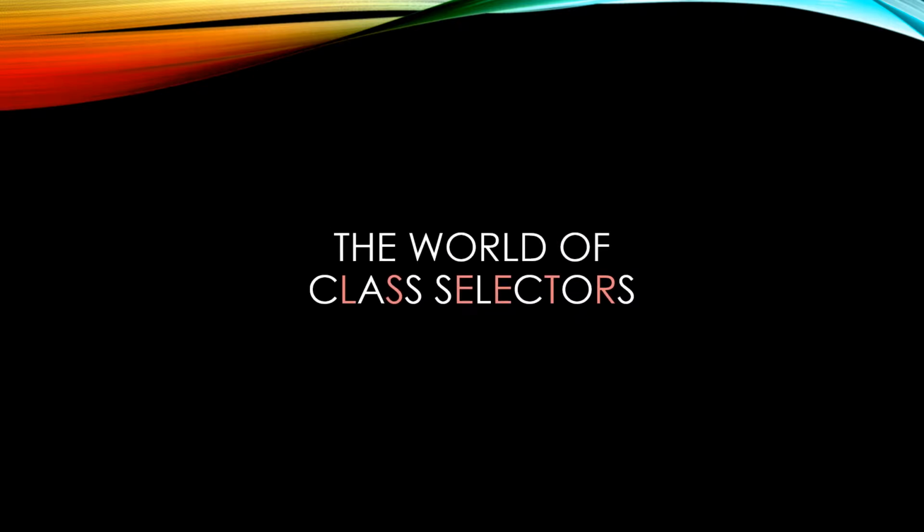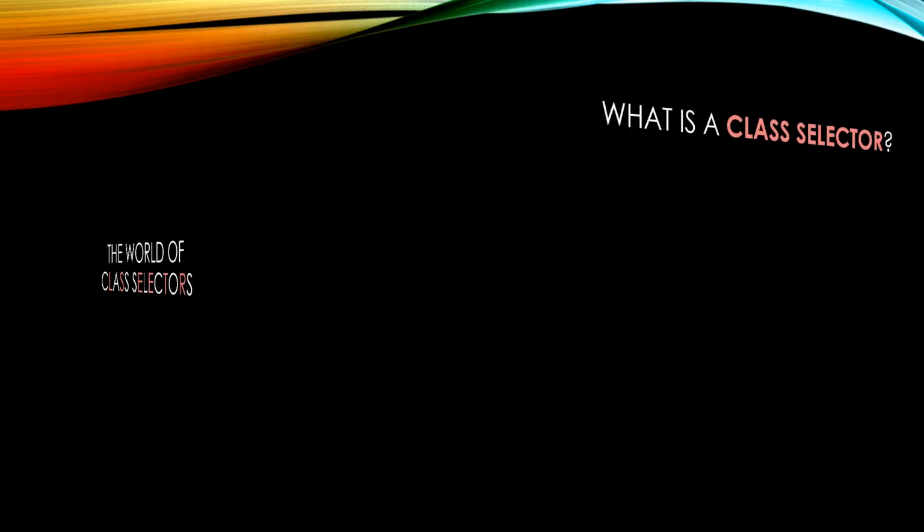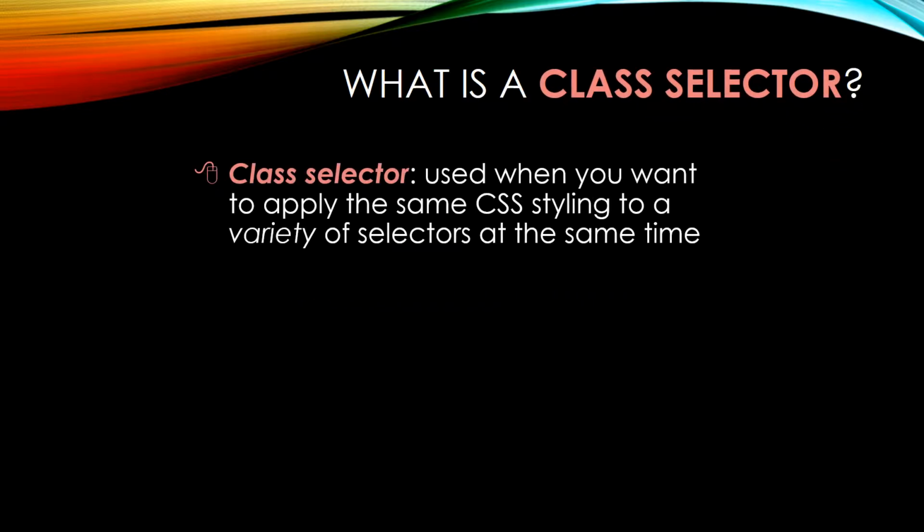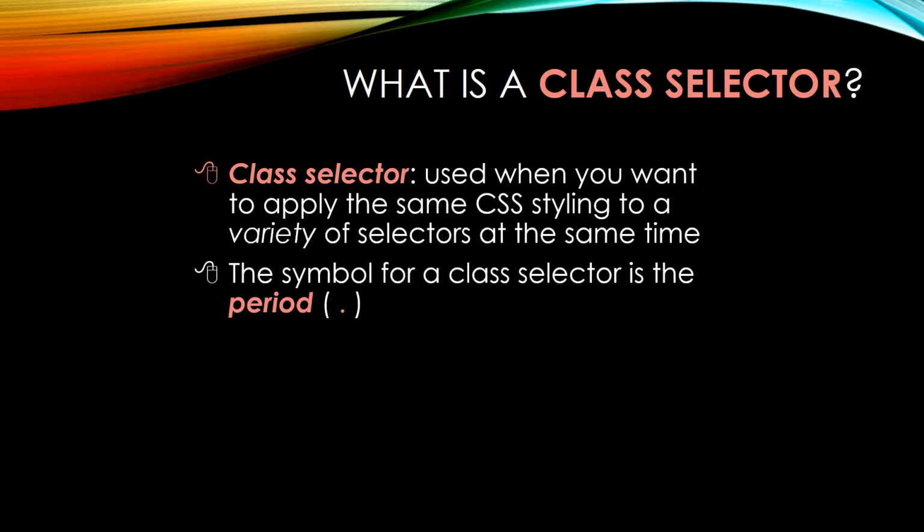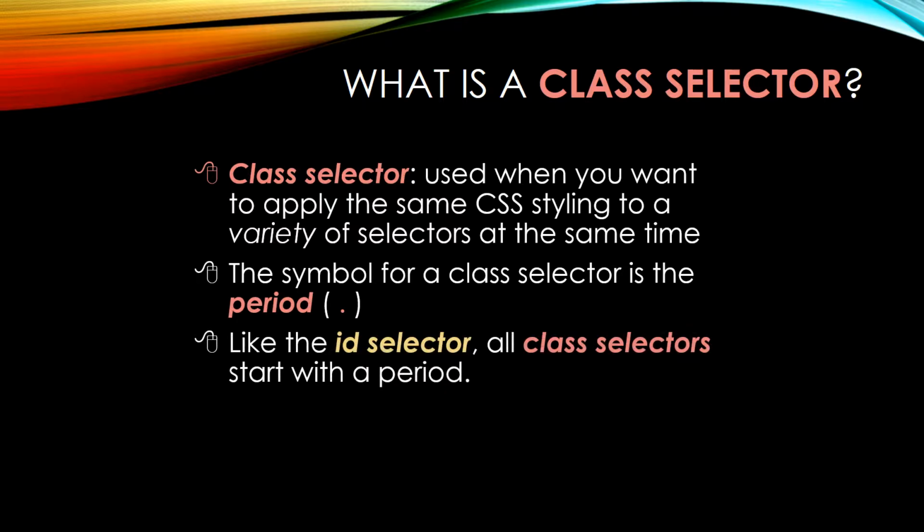The world of class selectors. A class selector is used when you want to apply the same CSS styling to multiple elements at the same time. The symbol for a class selector is the period. Like the ID selector, all class selectors up in the head section start with a period.